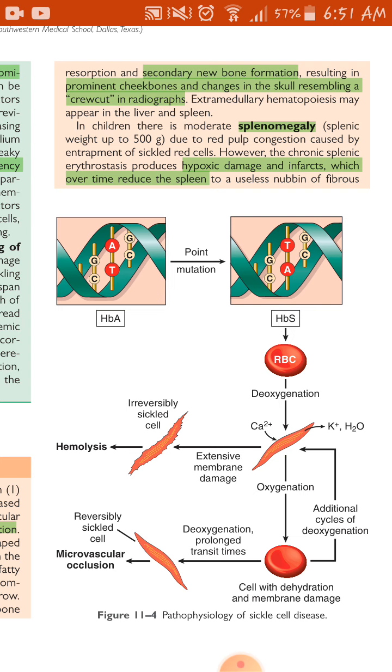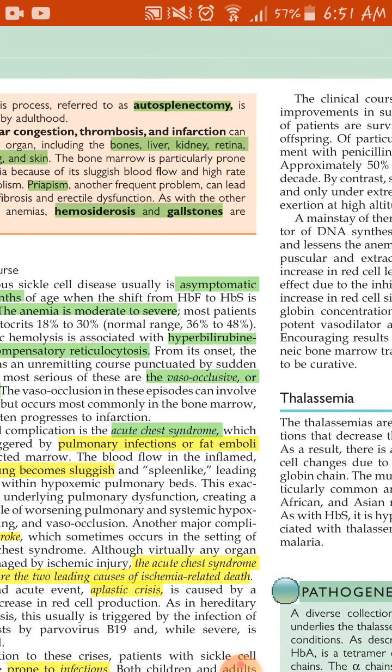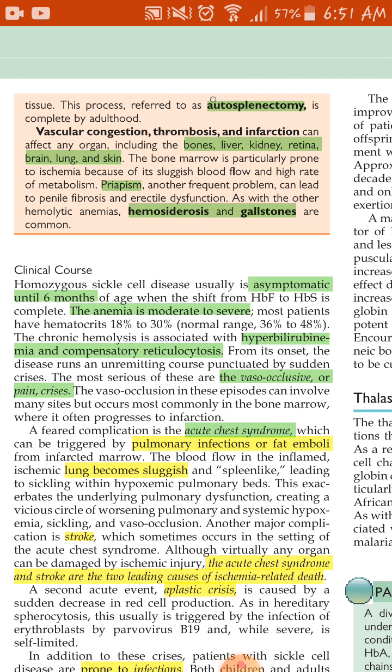When a person is suffering from sickle cell anemia, initially in children there is moderate splenomegaly, because there is congestion of the splenic pulp by the sickled RBCs. But with the passage of time, there is severe ischemia of the spleen in such a way that there is autosplenectomy. This autosplenectomy is a very important point, and it is a distinguishing feature of sickle cell anemia from all other types of anemia. Then because of ischemia, there is damage to bones, liver, kidney, retina, brain, lungs, and skin.